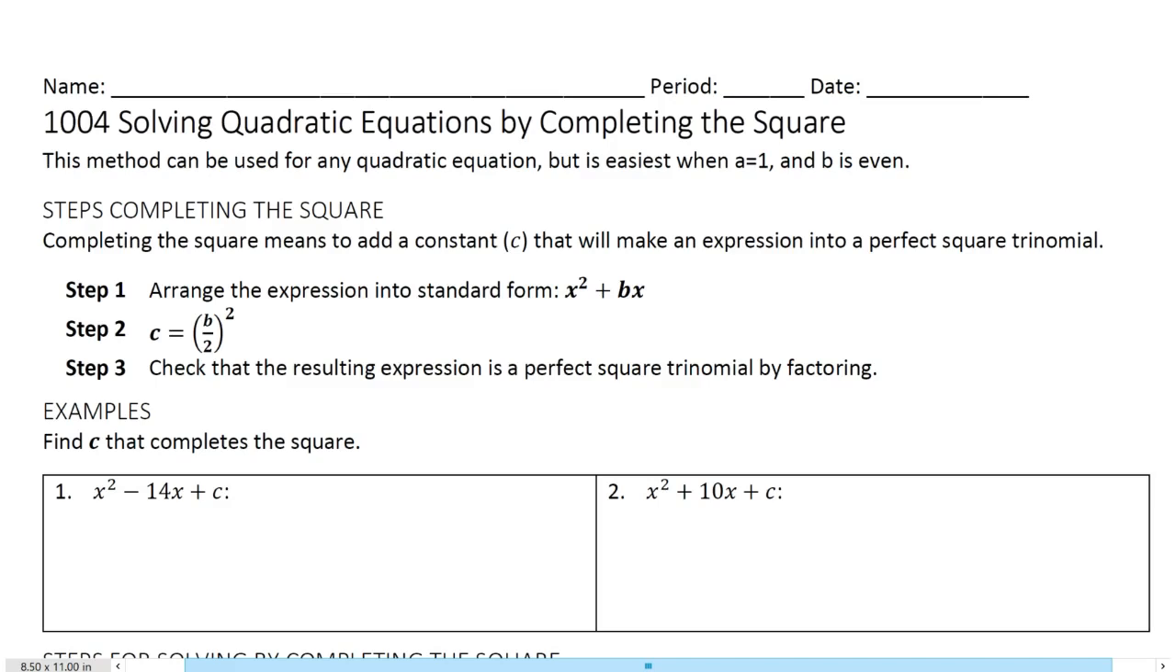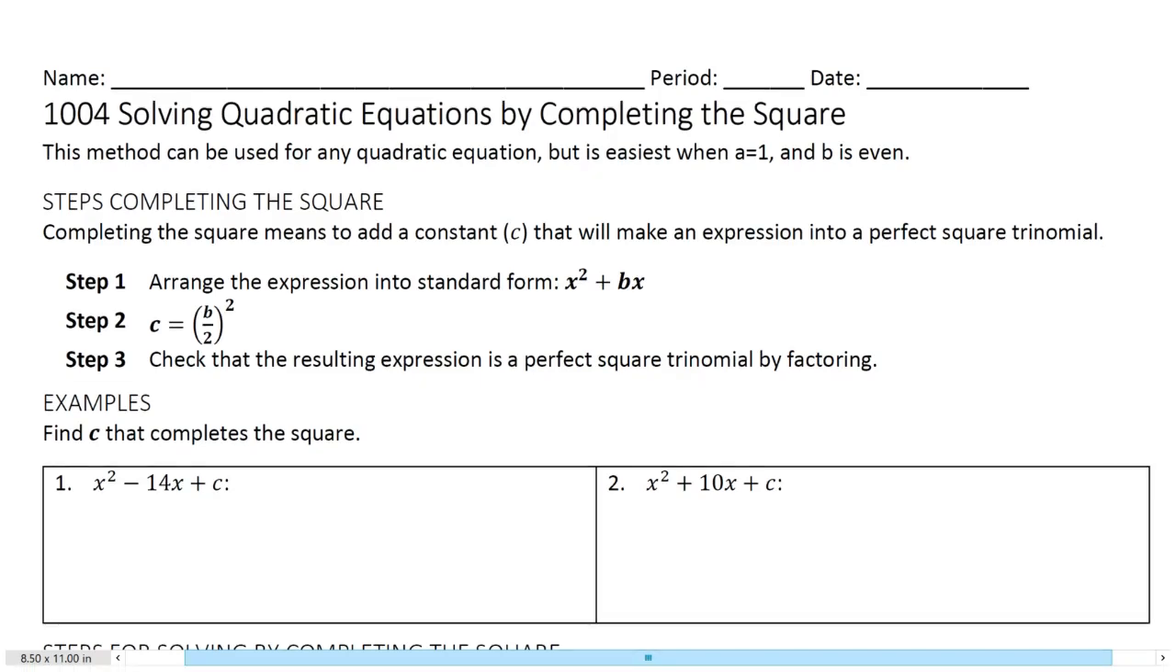Completing the square means finding the constant that will change a quadratic binomial into a perfect square trinomial. To do this, you must arrange the terms in standard form and find the square of half of the linear term. Let's look at some examples.